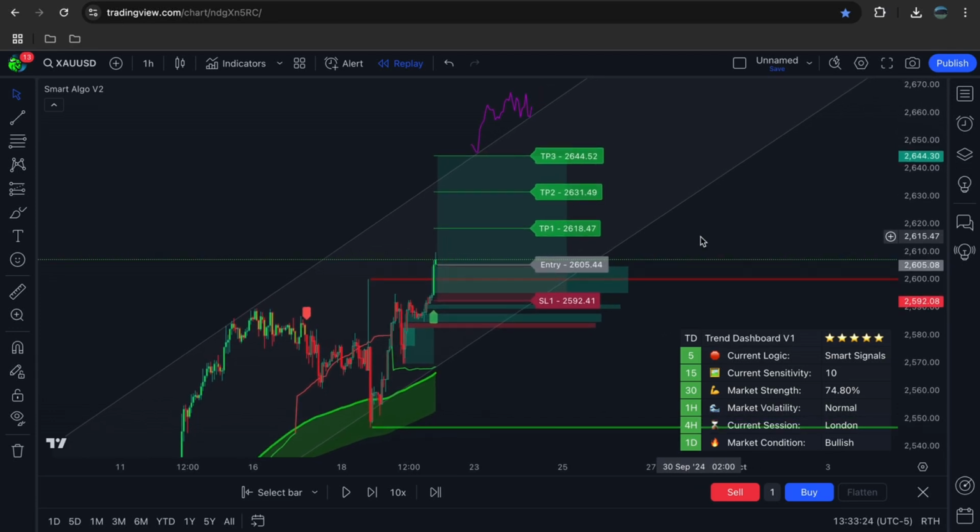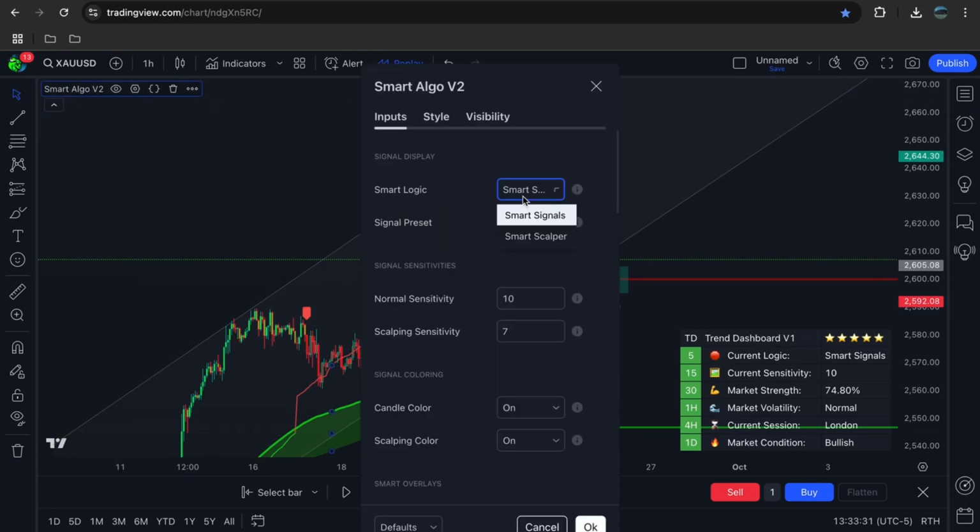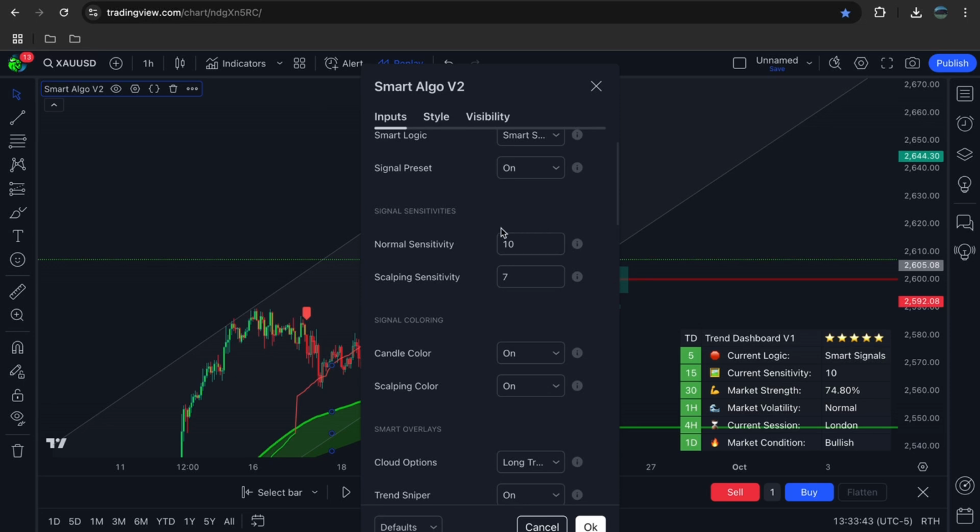To start, open your chart and ensure you have Smart Algo activated. Select either Smart Signals or Smart Scalper mode, depending on your trading style. For most scenarios, you'll use Smart Signals for general trading, while Smart Scalper is best for fast trades on lower time frames. Set your signal sensitivity appropriately, balancing the frequency of signals with the level of confirmation you need. A lower sensitivity provides faster signals, while a higher sensitivity filters out noise for more reliable setups.